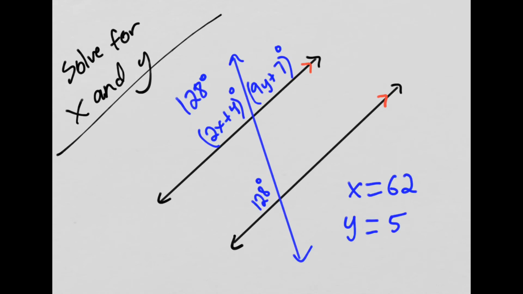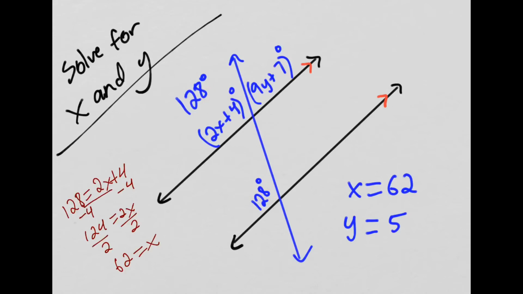I might be given a diagram like this, where I have to solve for variables like x and y. The first thing I would notice is that because 128 is down here, it corresponds and is up here. And I can set up this equation: 128 is equal to 2x plus 4. If I solve that, I get 62.